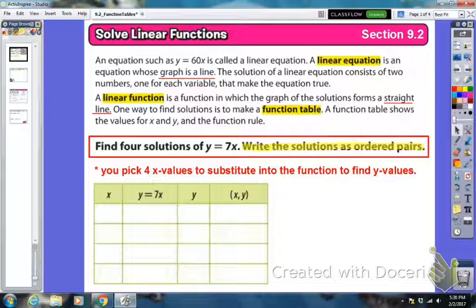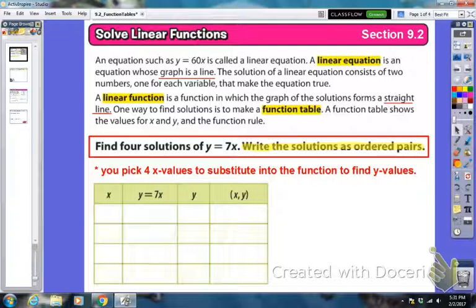So first, it says an equation such as y equals 60x is called a linear equation. A linear equation is an equation whose graph makes a line. So in the word linear, you see L-I-N-E, which makes a line. So the solution of a linear equation consists of two numbers, one for each variable, that make the equation true.